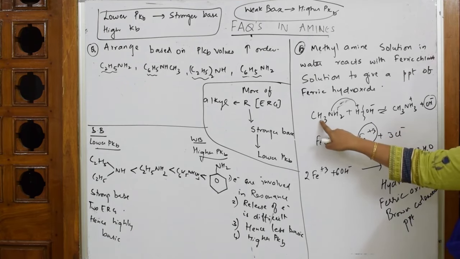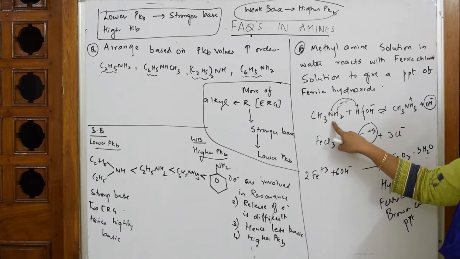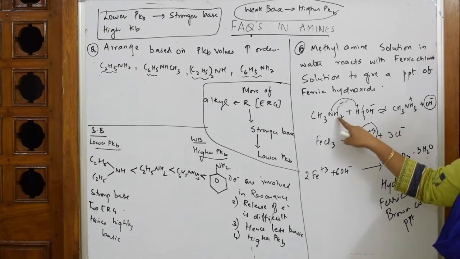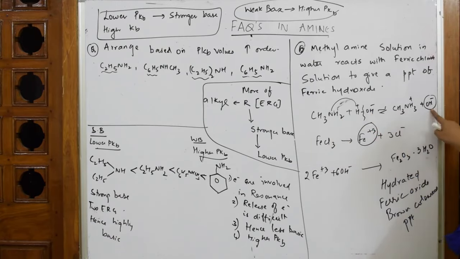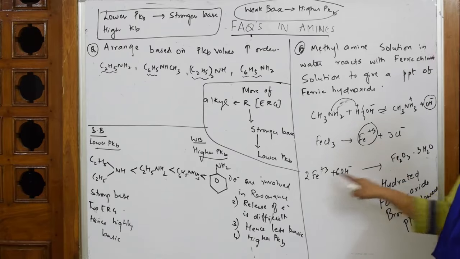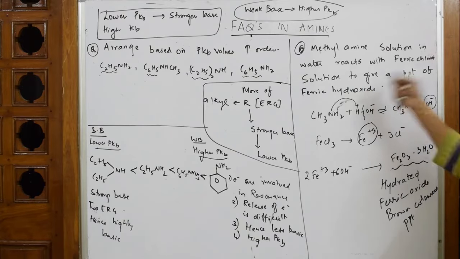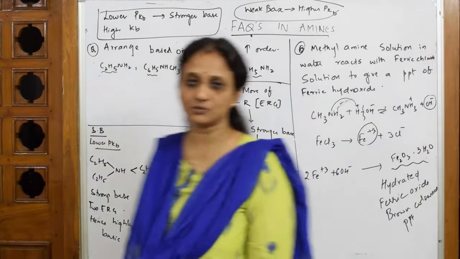Most important thing, methylamine is more basic than water. That's the reason it's picking up that hydrogen towards itself, dragging that hydrogen towards itself, which is making the release of OH minus. That OH minus reacts with ferric chloride. This ferric chloride dissociates. That's reacting with ferric chloride, forming a compound which is ferric or hydrated ferric oxide. That is what they've written. So we've written the PPT color also.